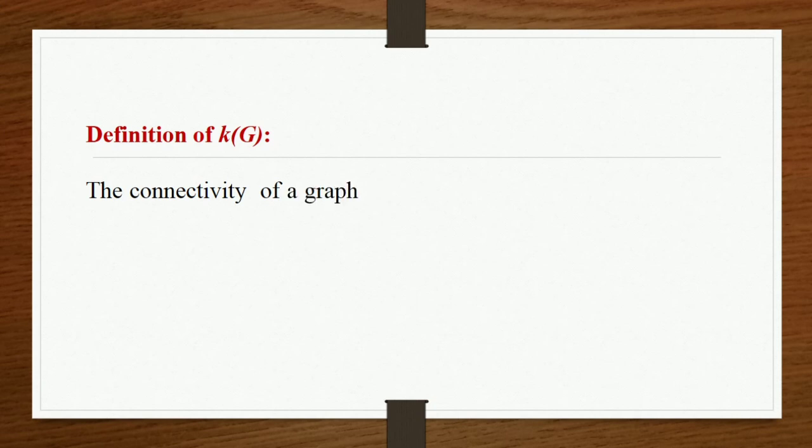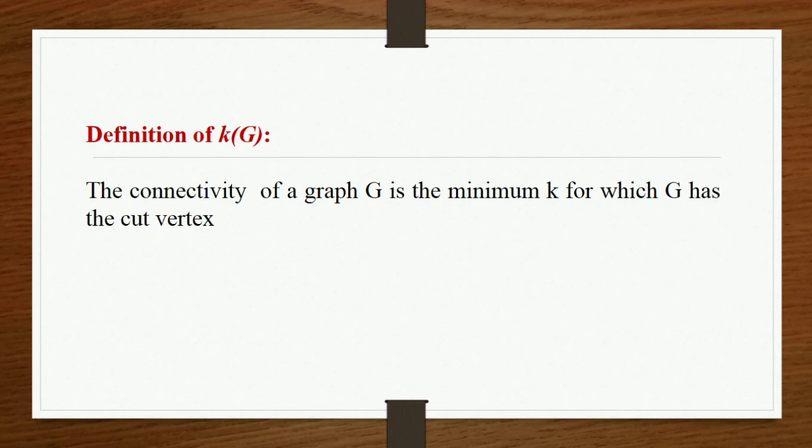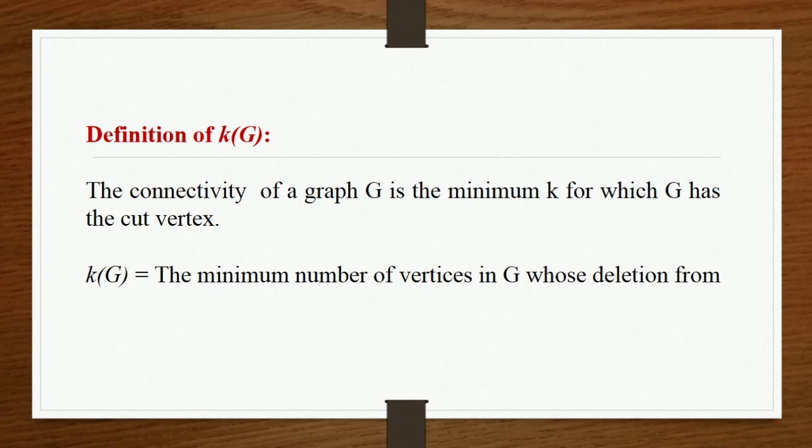Here, the connectivity κ of a graph G is the minimum k for which G has a k-vertex cut, or in other words, we can say that κ(G) is the minimum number of vertices in G whose deletion from G leaves a graph either disconnected or trivial.